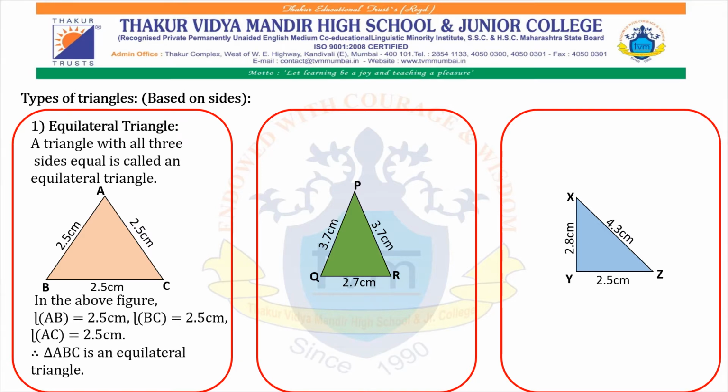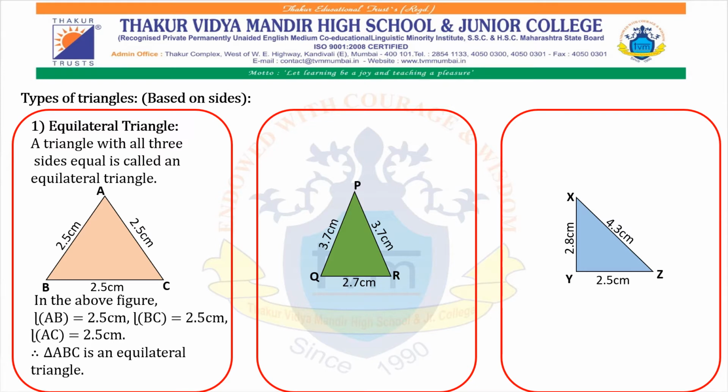A triangle with all three sides equal is called an equilateral triangle. In the above figure, length AB is equal to 2.5 cm, length BC is equal to 2.5 cm, and length AC is also 2.5 cm. Therefore, triangle ABC is an equilateral triangle.